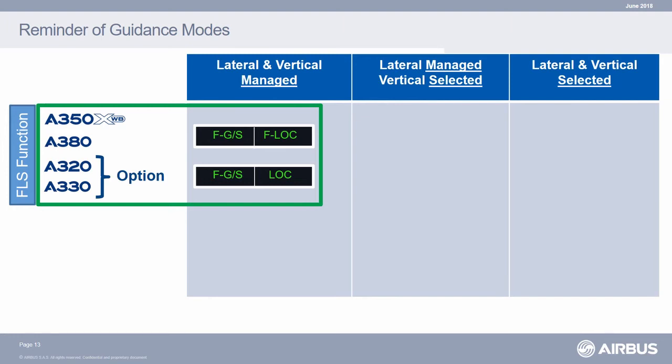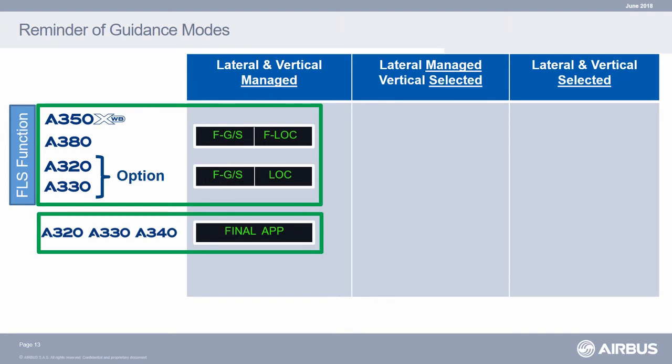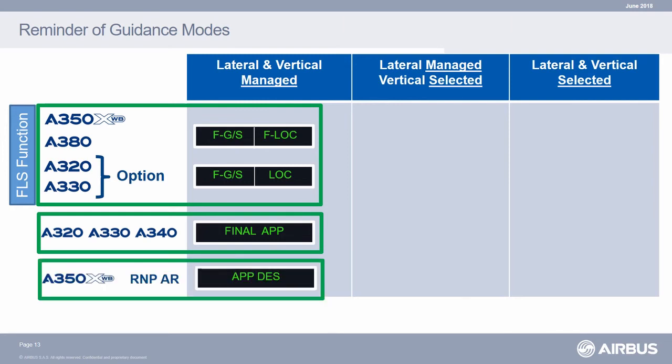The FLS function is basically installed on A350 and A380 aircraft and may be installed as an option on A320 and A330 aircraft. You have also on A320, 330, 340 the well-known final APP mode that provides the advantage to be able to fly radius to fixed legs, especially for RNP AR approaches. And the equivalent mode on A350 to fly only RNP-AR approaches is the APP-DES mode.